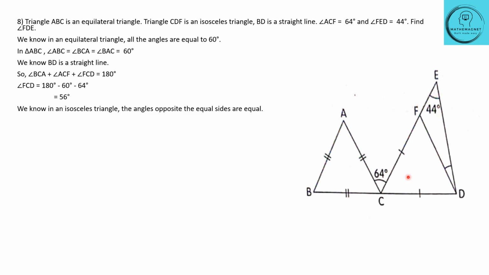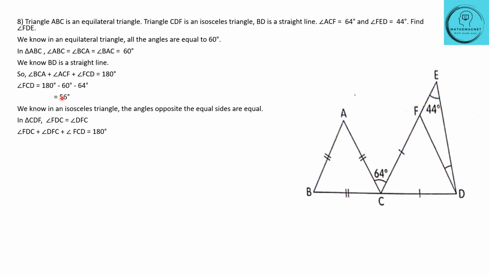Now we are going to the next step. We know triangle CDF is an isosceles triangle, it's already mentioned in the question and also marked in the figure. So what is the property of an isosceles triangle? Two sides are equal and the angles opposite the two sides are also equal. So in this case, angle D and angle F will be equal, right? So we'll write it down. Angle FDC equals DFC.